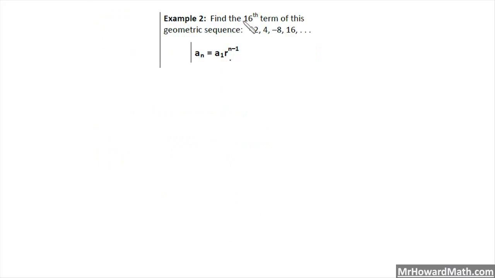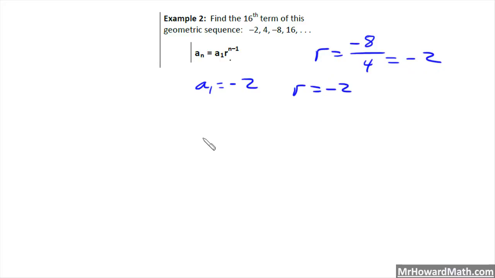Alright, example 2, find the 16th term of this geometric sequence. Again, we're using our formula here. So a sub 1 is equal to negative 2, and for our r value, we can take any term. I'll take negative 8, divide it by the one before it to get the r value. So r is negative 2. That means our formula is negative 2 times negative 2 to the n minus 1. And that is our a sub n value.